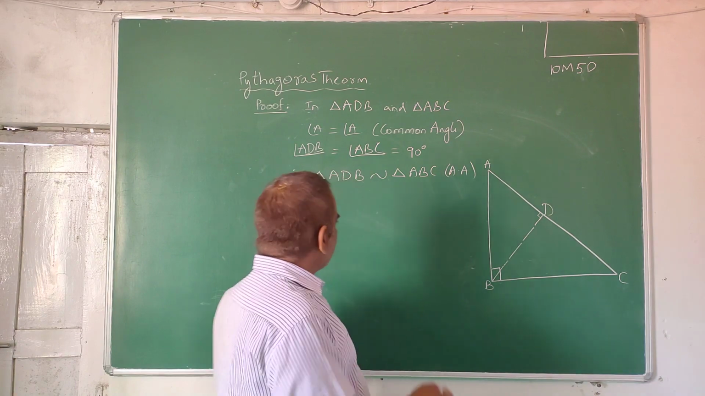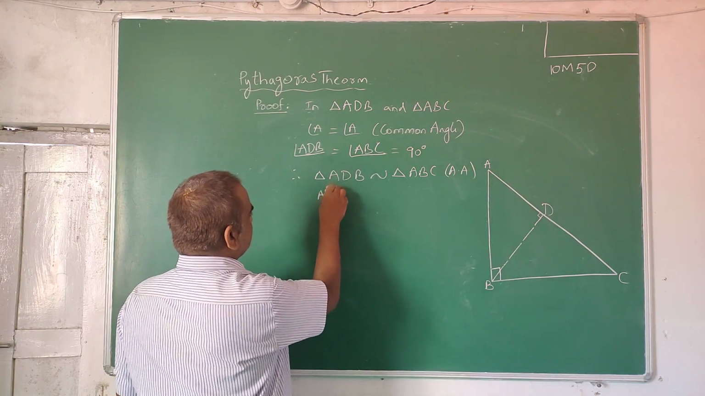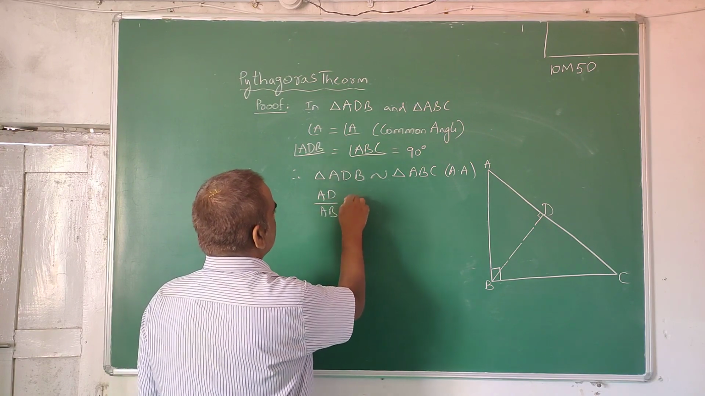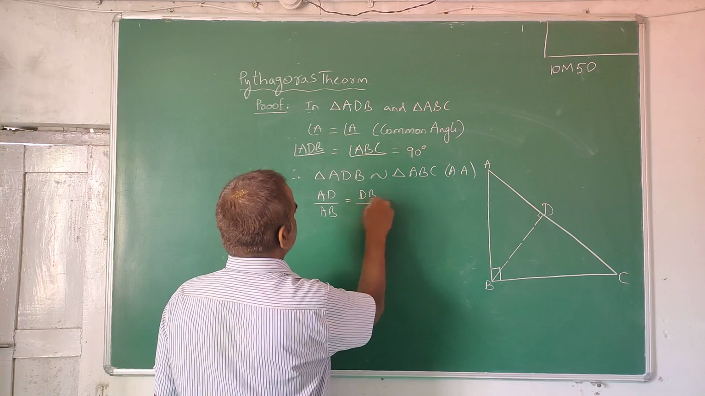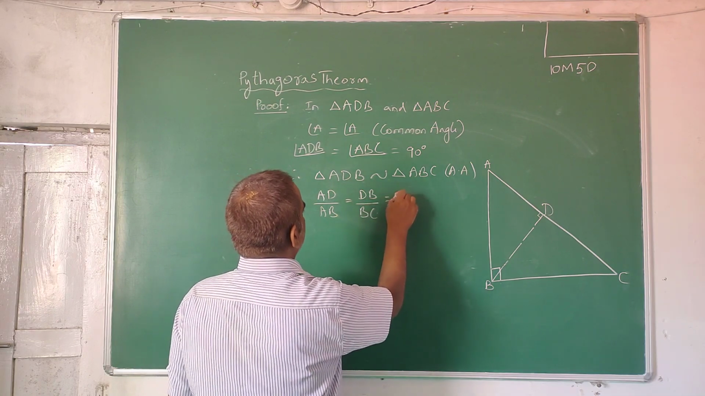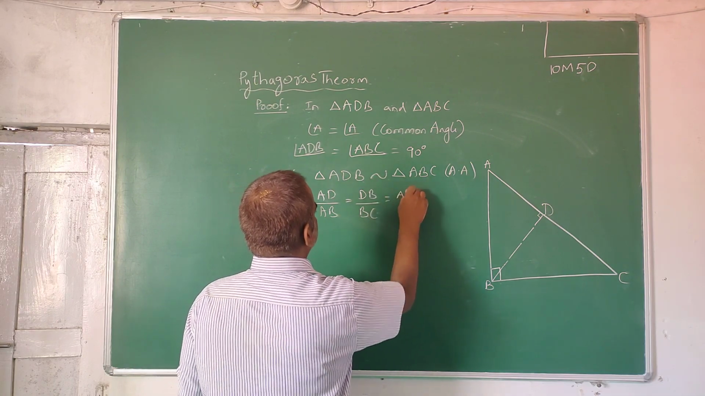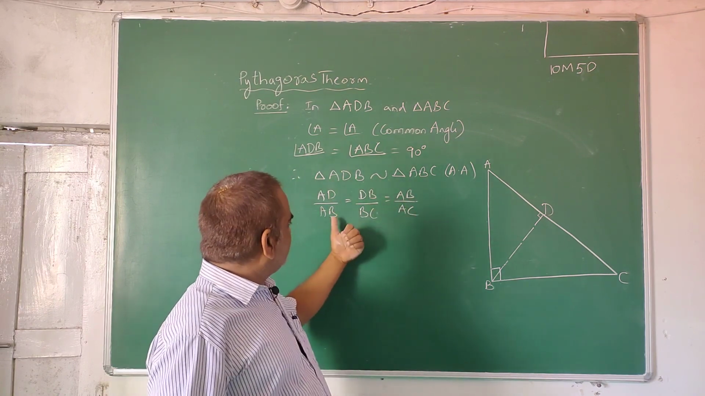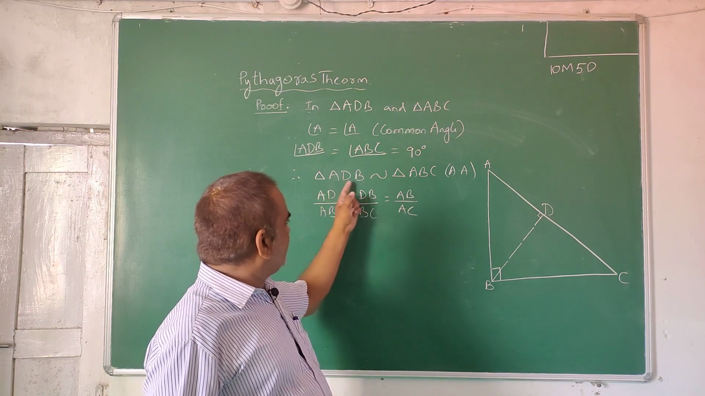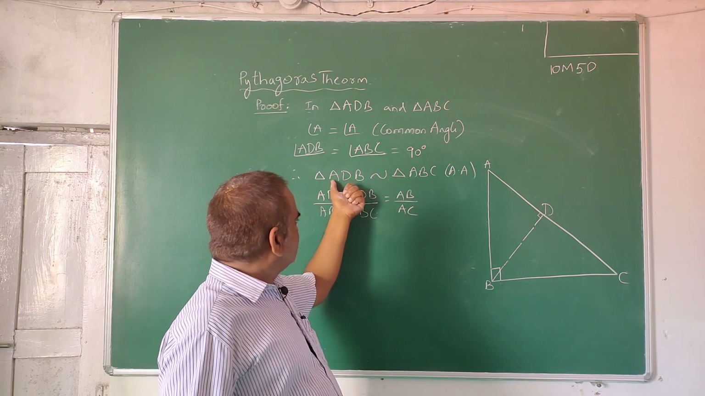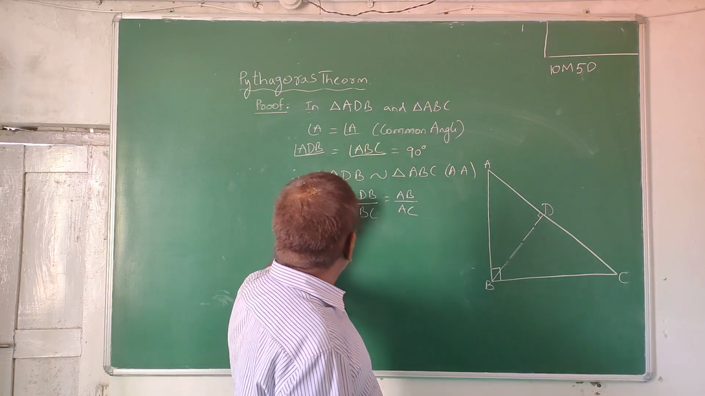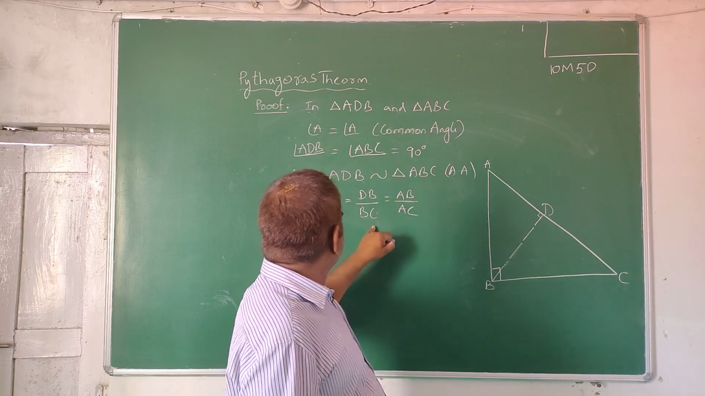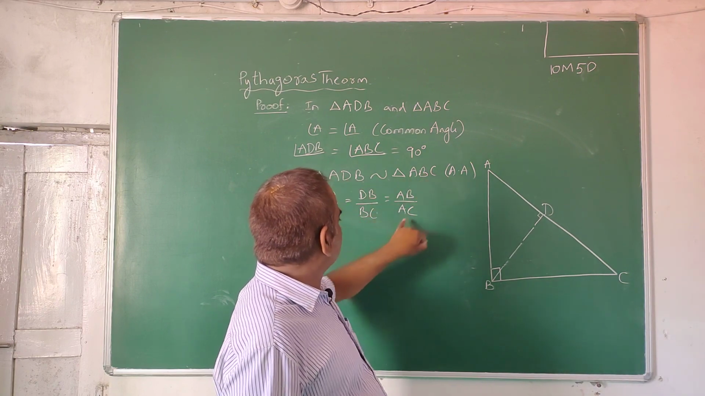Are you following? Then by CPST, you will have AD by AB is equal to DB by BC is equal to AB by AC. As these two triangles are similar, the ratios between their corresponding sides are equal. You need not see the diagram, just follow this order. AD by AB is equal to DB by BC is equal to AB by AC.